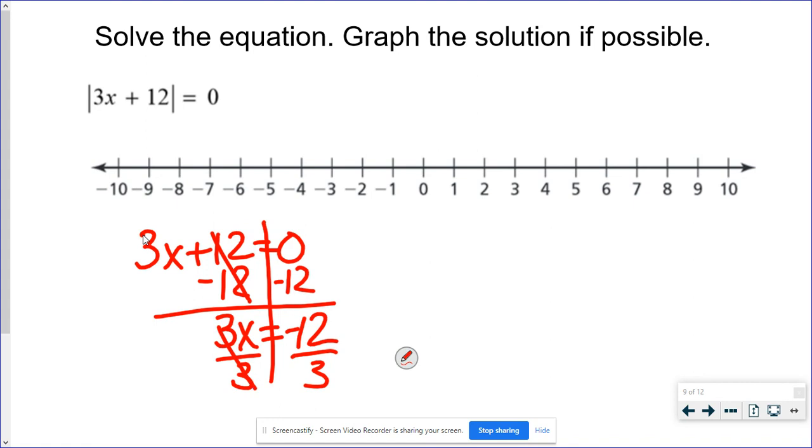So when I solve this whole thing just works out to be x equals -4. And we can check that, remember, so 3 times a -4, that's really a -12, plus 12 is 0, and the absolute value of 0 is 0. So my whole answer, this whole gigantic number line, is just for that -4 right there.